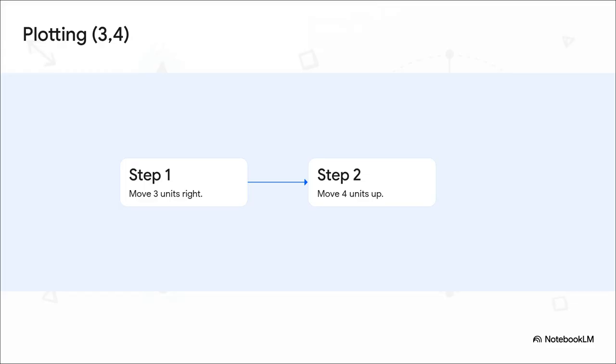Let's actually walk through this visually. Say we want to plot the Cartesian point (3, 4). We move exactly 3 units to the right along the horizontal x-axis, right? And then from there, we go 4 units straight up the vertical y-axis. The opposite corner of that resulting rectangular space, boom, that's our point.